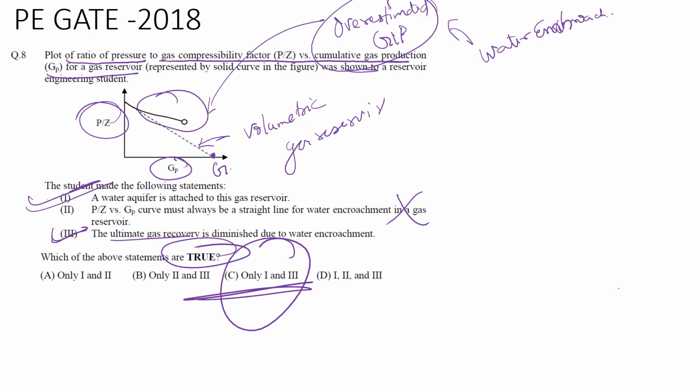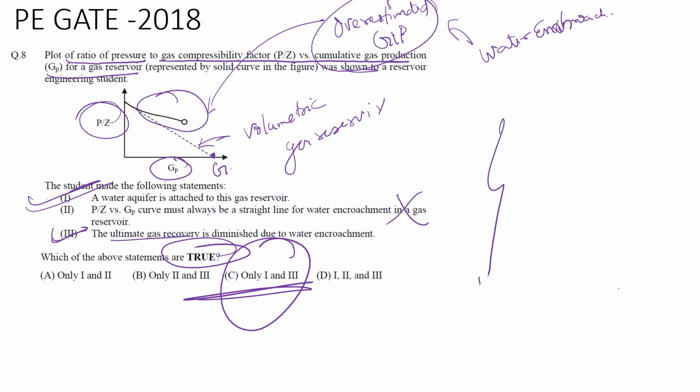Again, why is ultimate gas recovery diminished? The reason I have mentioned is that whenever I have some water drive gas reservoir, at that time there is a high amount of bypass gas present because of water encroachment. As a result, my overall recovery factor in a gas reservoir with water drive will be less, and in my volumetric gas reservoir my recovery factor will be comparatively high. Okay, all right, now let's move further. Again, this is a very important question. You should have the knowledge of gas material balance as well as the knowledge of reservoir drive mechanism. Then only you can solve this particular question.